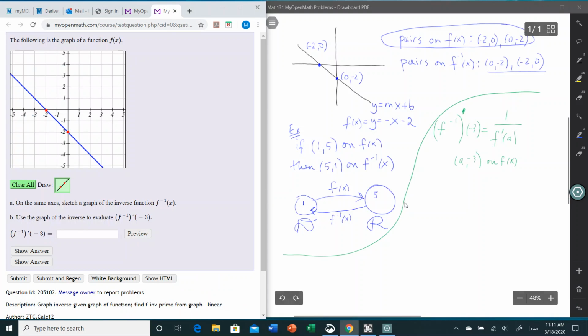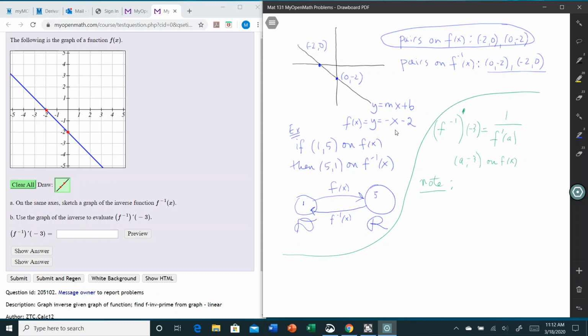However, in this particular case, the function is a line. So f of x is mx plus b. What's the derivative of this function? It's very easy to see here. The equation of that line is pretty simple. You could do it by inspection. The slope is -1, and the y-intercept is at -2. So y here is equal to minus x minus 2. So that's f of x.